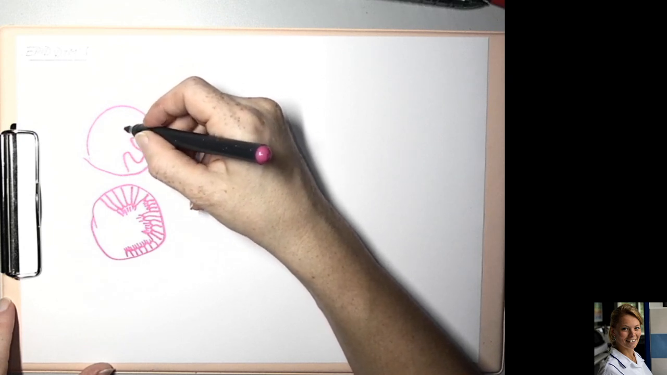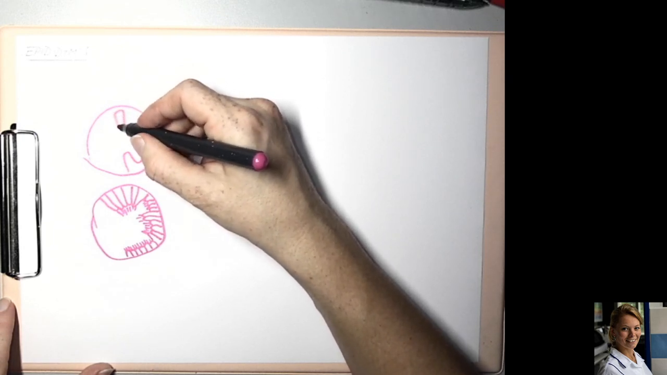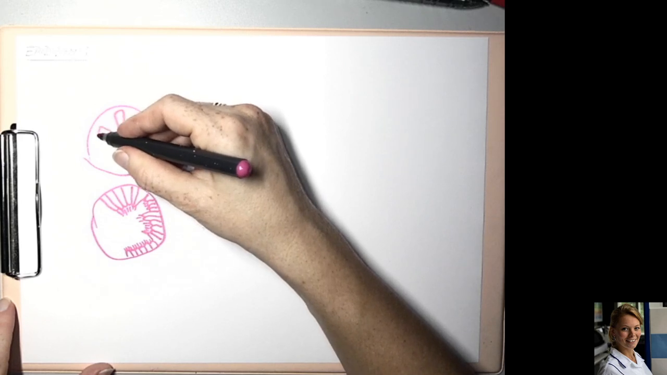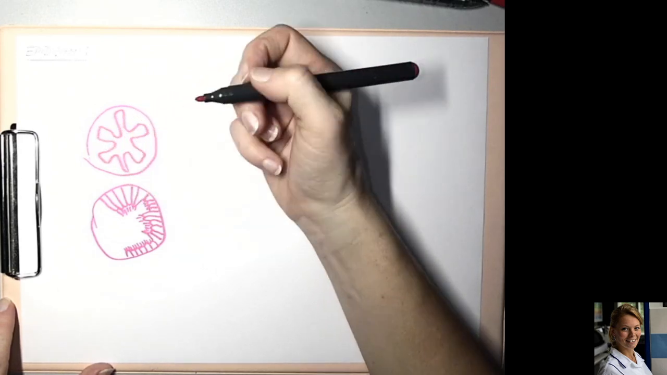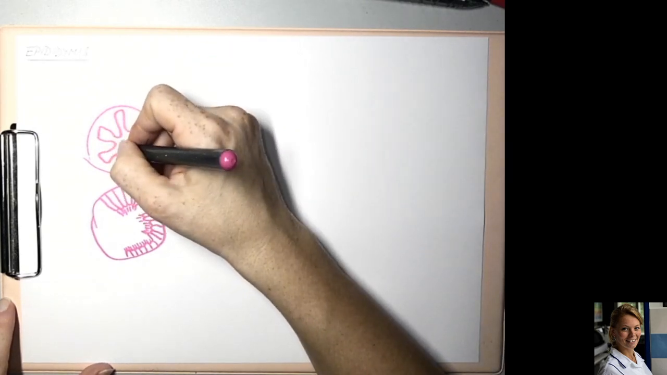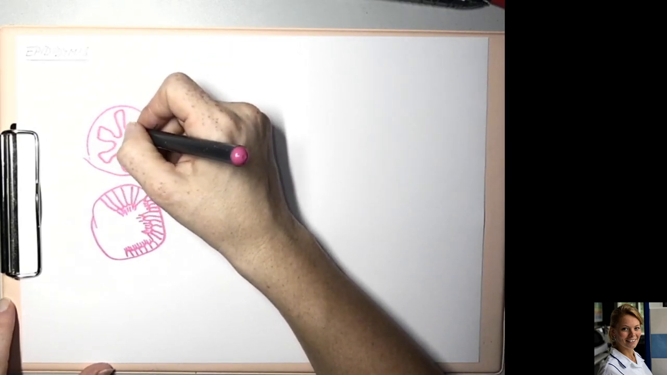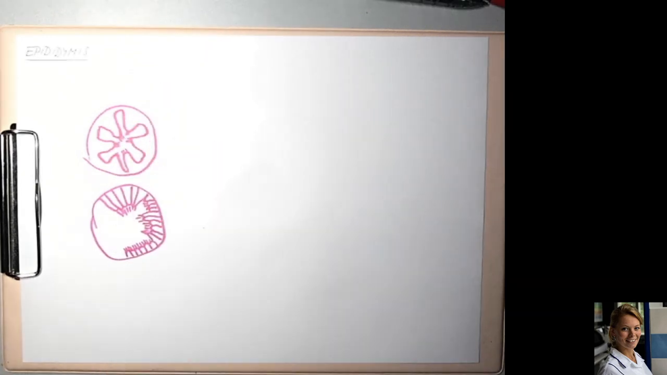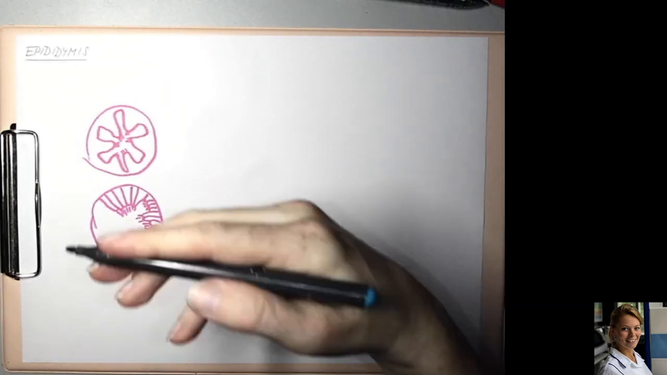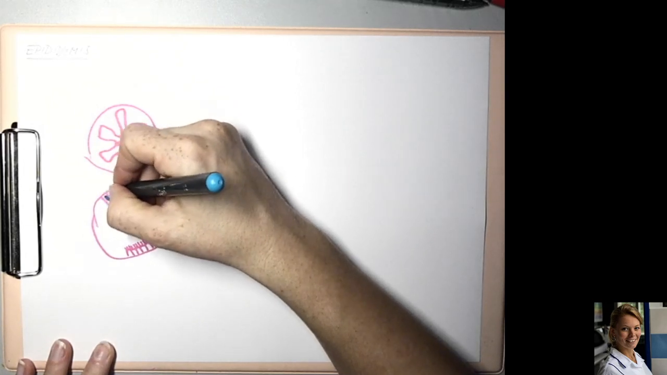So this appearance is folded, with cilia in the taller cells. I'm drawing the nuclei of these cells.